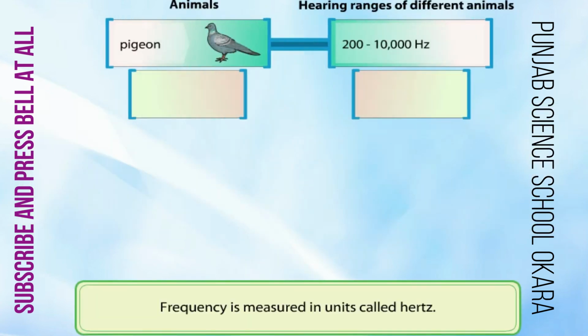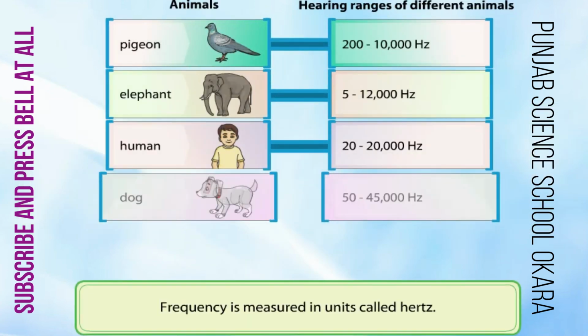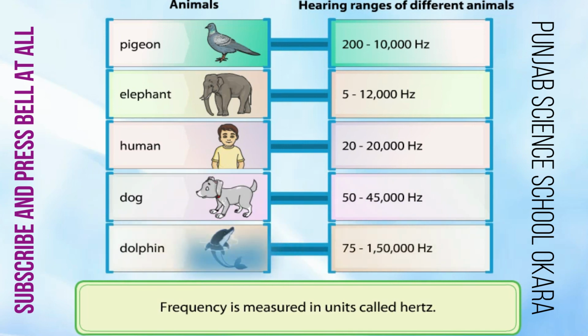Frequency of sound is measured in units called hertz. This table shows the hearing ranges for a number of animals.